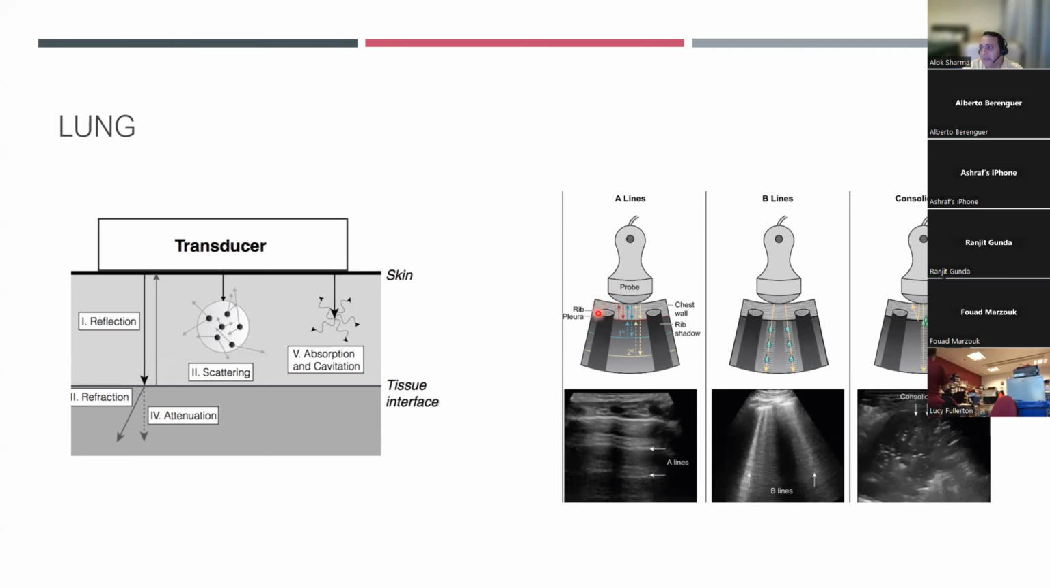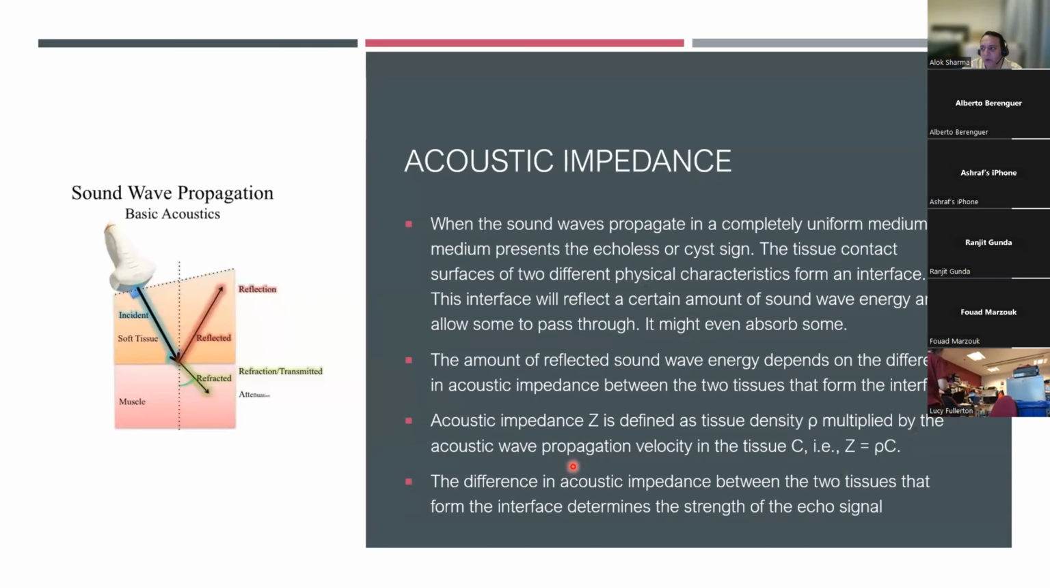So we know that if there's a significant difference in the acoustic impedance between two tissues, there is a lot of reflection. And if there's a lot of reflection, not much is going to pass behind them, which is going to produce these dark areas that you see over here, which are acoustic shadows or rib shadows. So acoustic impedance is very important.